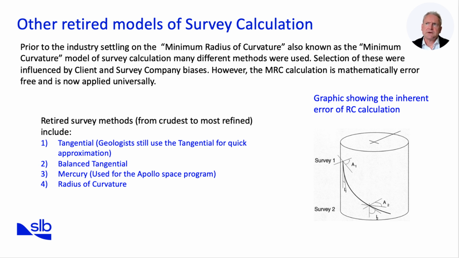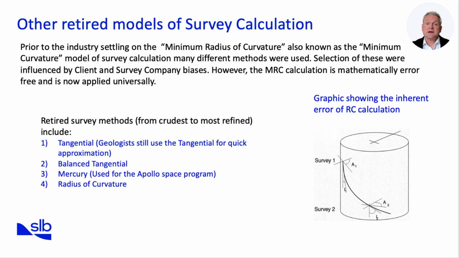The balanced tangential method improved on this by averaging the inclination and azimuth between two survey stations, producing a more realistic path than the simple tangential approach. The Mercury method, famously used in the Apollo space program, introduced more sophisticated mathematical corrections for wellbore curvature. Although rarely used in drilling today, it represented a leap forward in precision during its time.